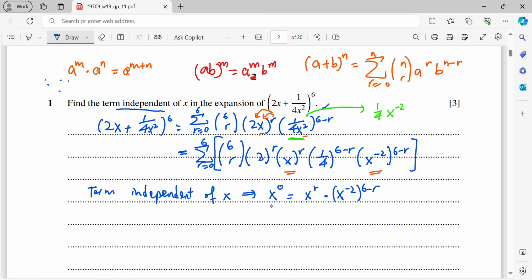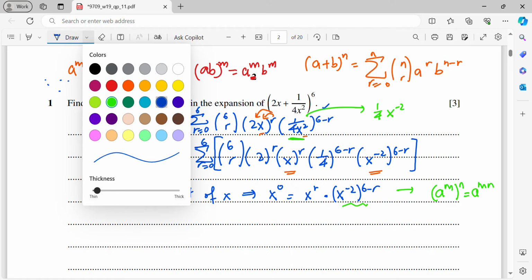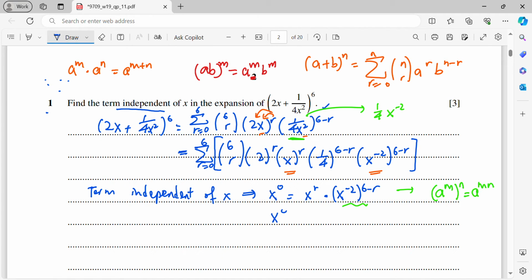So from here, for this part, I will use another formula, which is a to the power of m, then another power outside, this is a to the power of mn. Okay, so that means now I will be getting x degree 0 equals x degree r times x degree, this negative 2 you can just times into the 6 minus r. So I'll get negative 2 bracket 6 minus r.